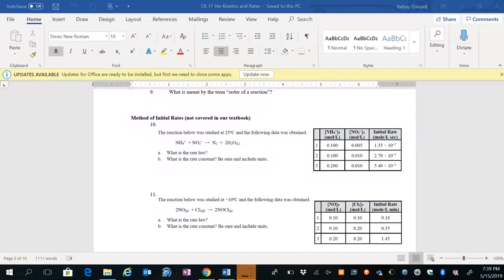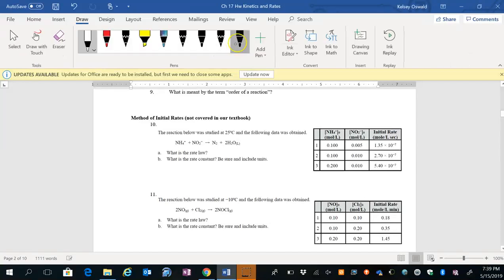All right, so let's go ahead and go through number 10, the one that we were supposed to do last night for homework. Remember, our goal with these rate laws is to figure out a relationship between the concentration of each of our reactants and the rate at which our reaction proceeds. So we need to do this in two steps. Our first one, looking at how our NH4 concentration affects how fast our reaction goes.